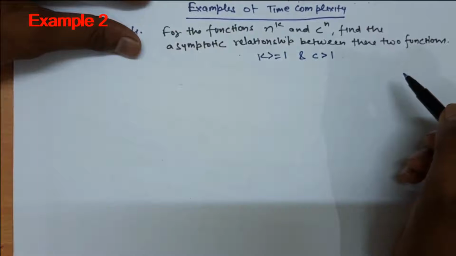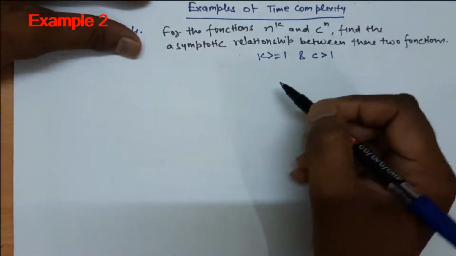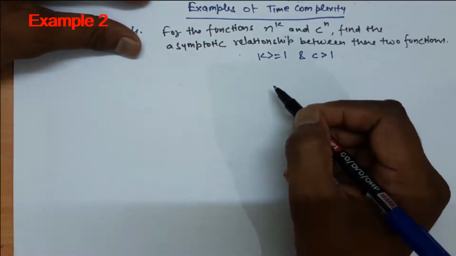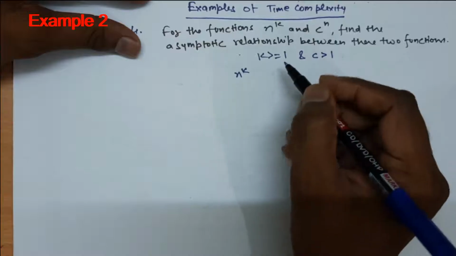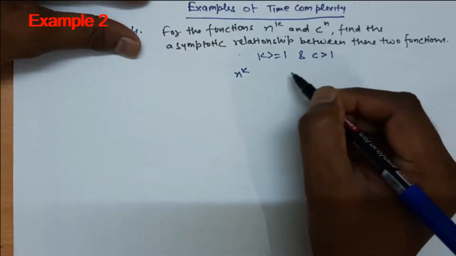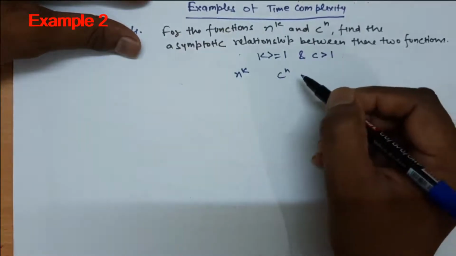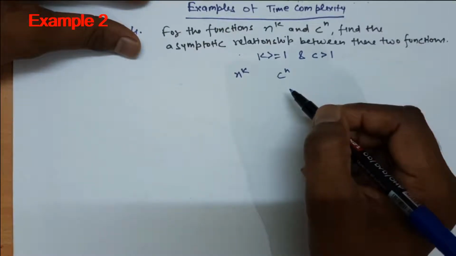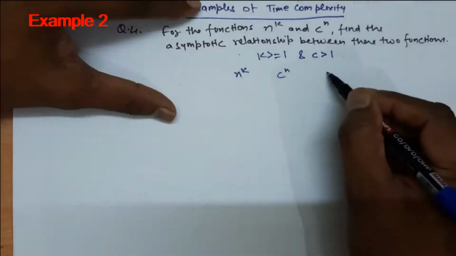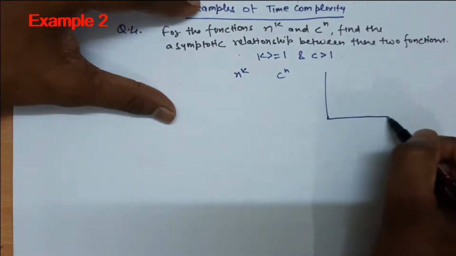So to answer this, we need to think about the function, how it grows, and what function binds its growth. We know that n to power k is a polynomial function and c to power n is an exponential function. You also know that polynomials always grow more slowly than exponentials. Okay, we can see it in the graph.